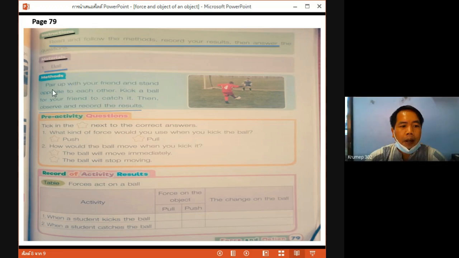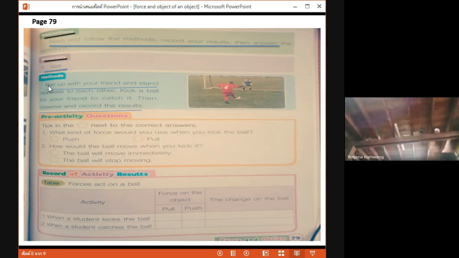Okay, stand with your friend opposite to each other. So we cannot do this one actually. So we are going to imagine. We are going to think. Understand?